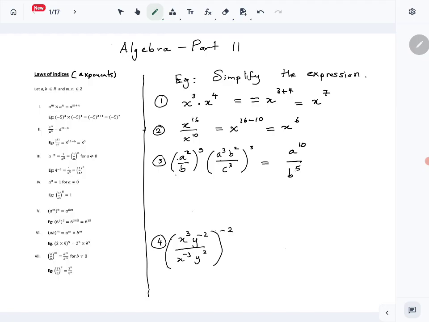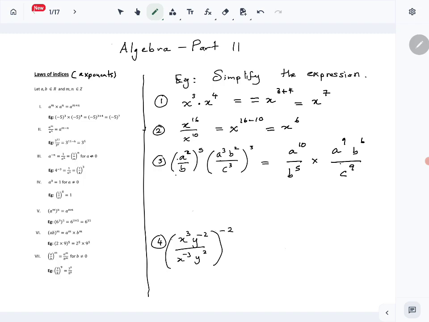b to the 5 times what you get, a to the 3 times 3, that's going to be a to the 9, b to the 2 times 3, 6, c to the 3 times 3, c to the 9. Right.